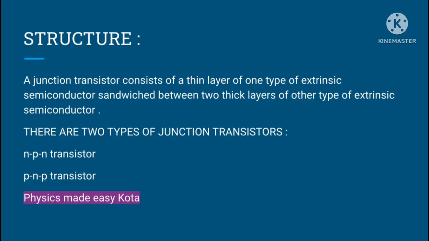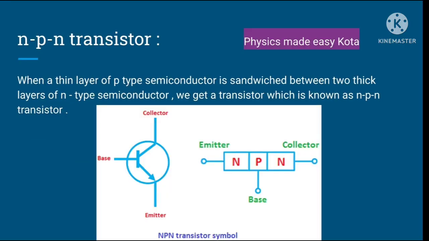For the structure, a junction transistor consists of two layers of one type of extrinsic semiconductor sandwiched between two thick layers of the other type of extrinsic semiconductor. There are two types of junction transistor: the NPN transistor, and the second one is the PNP transistor. So now we are going to understand the first one, the NPN transistor.